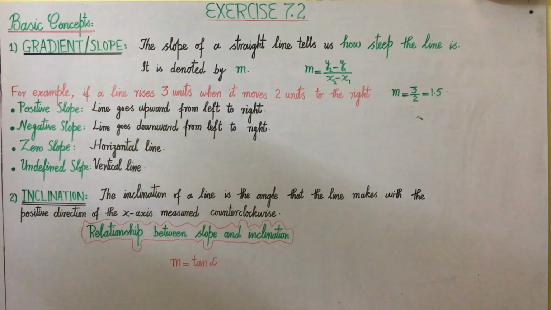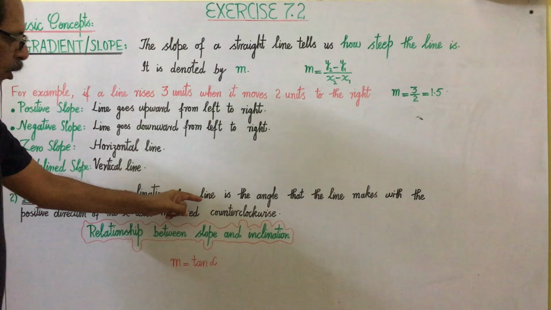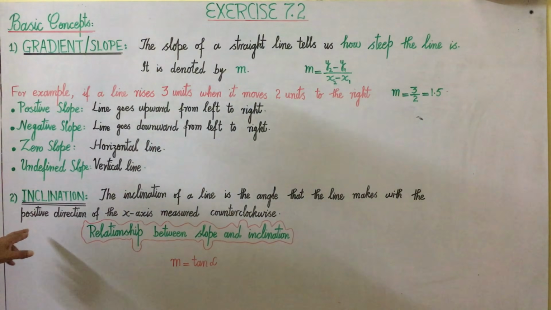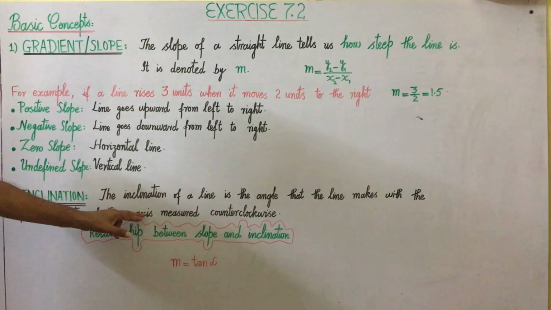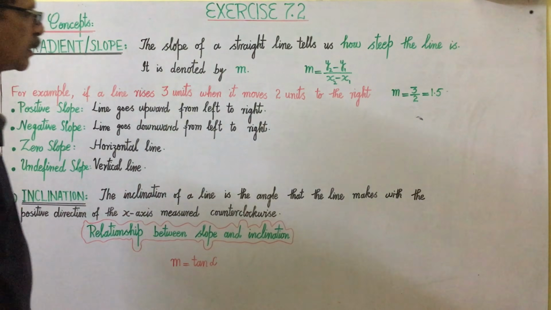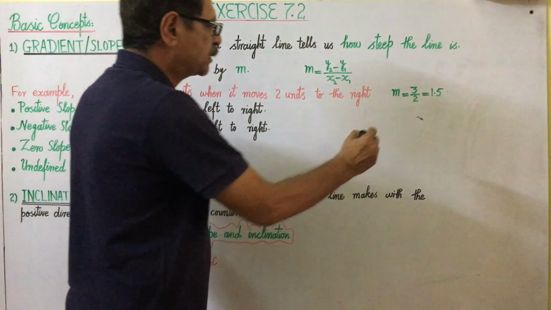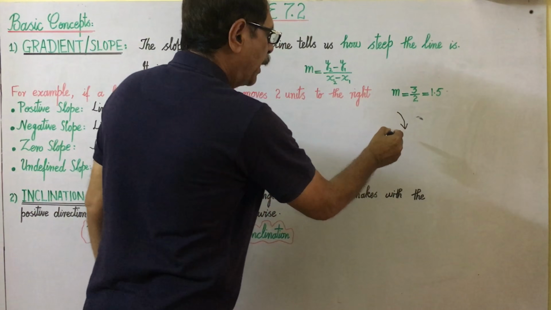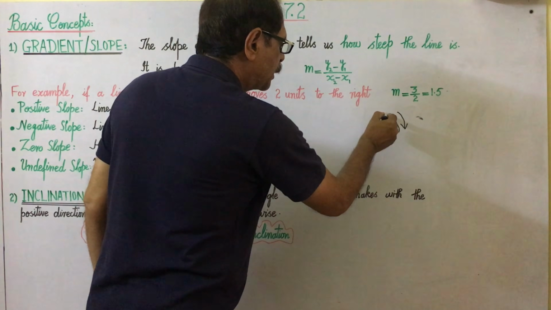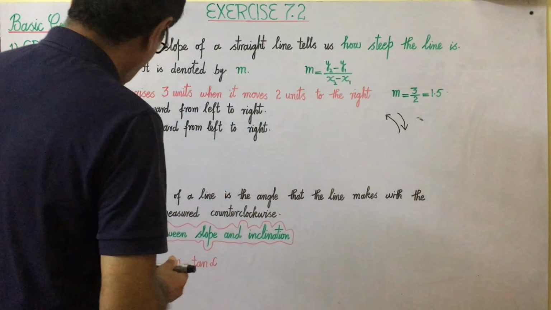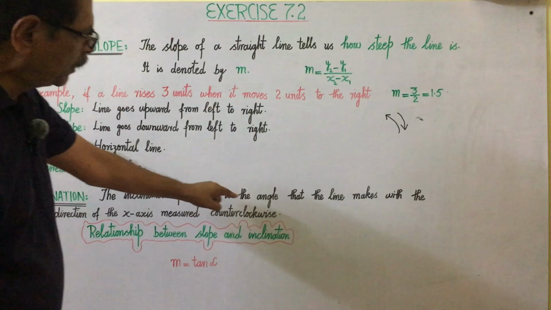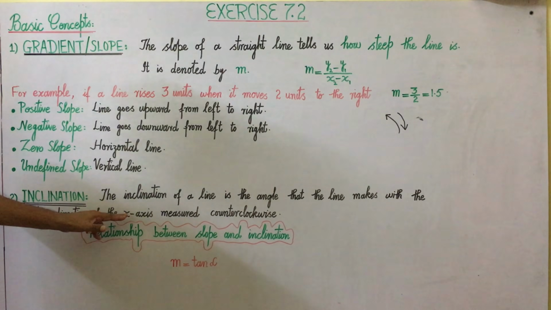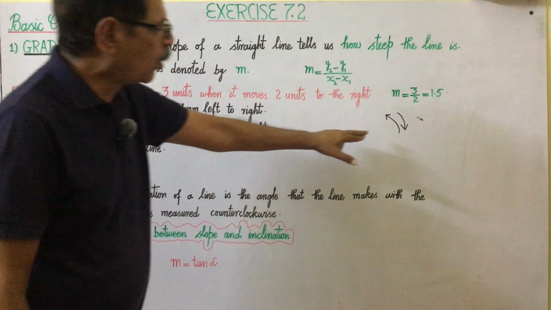Inclination, what is inclination? The inclination of a line is the angle that the line makes with the positive direction of the x-axis measured counterclockwise. Clockwise is moving along the hands of the clock, and counterclockwise is anti-clockwise. The inclination of a line is the angle that line makes with the positive direction of the x-axis measured counterclockwise.